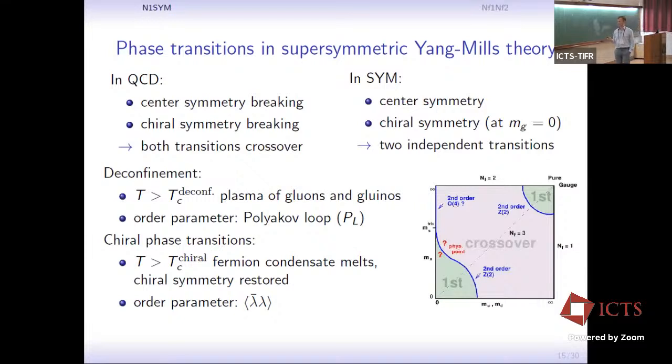This is different if you look at super Yang-Mills theory, because in this case you have fermions on the lattice that respect the center symmetry that is broken at the deconfinement transition. And this means you can have two separate transitions. One is signaled by the breaking of center symmetry, and one is signaled by the breaking of chiral symmetry. These can be independent, or they can be at the same point. And you have different order parameters, the Polyakov loop and the chiral condensate, that determine these phase transitions.